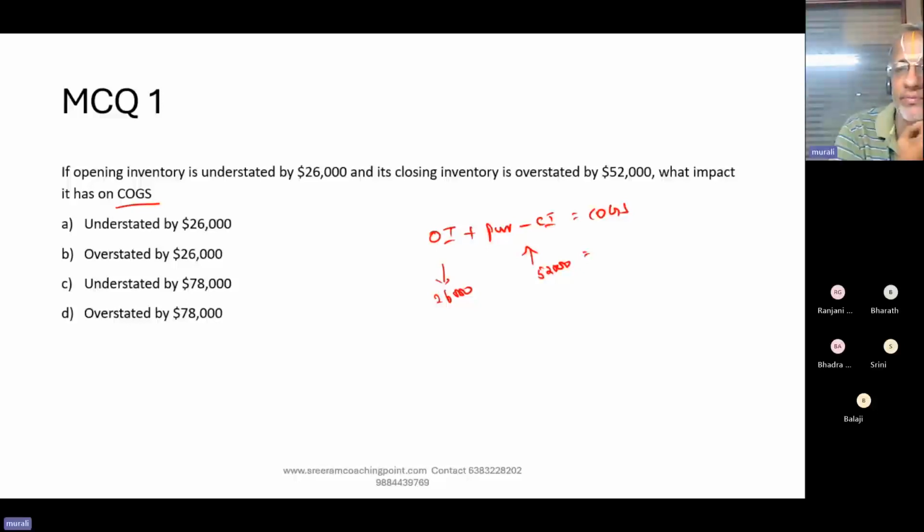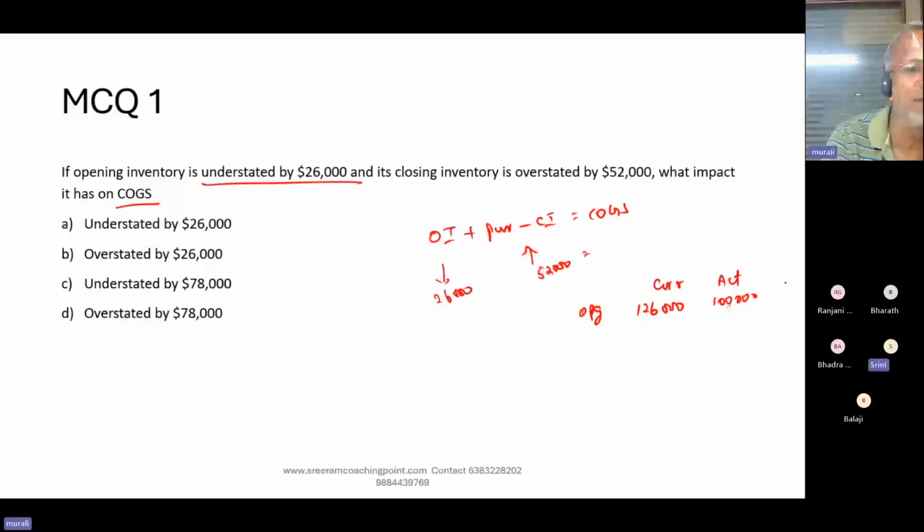Is that okay? Supposing you are not clear. Sir, I'm just not in a position to visualize all this properly. No problem. So you take up the correct figure and the actual figure. Opening stock, the correct figure is 126,000, and here you have taken about 100,000. So 26,000 understated.